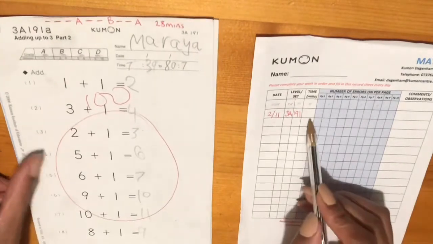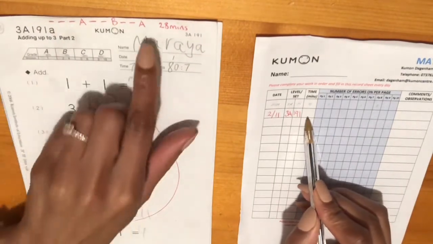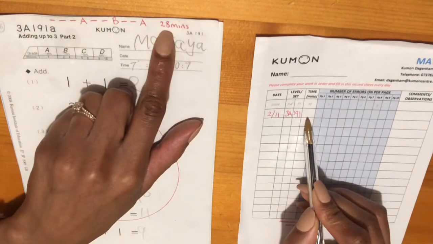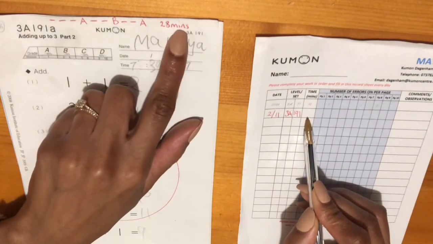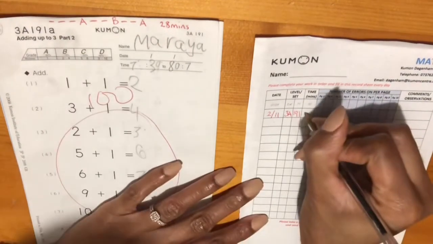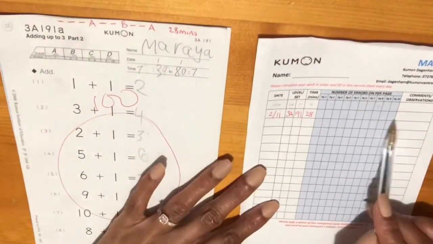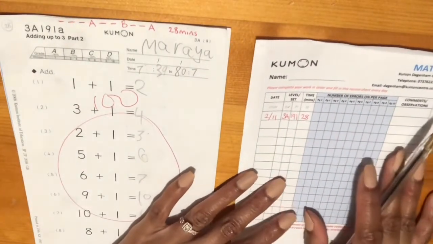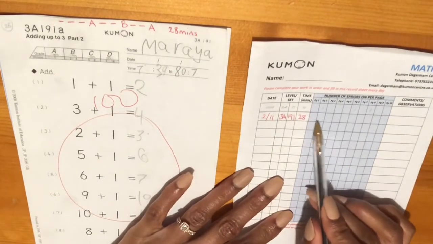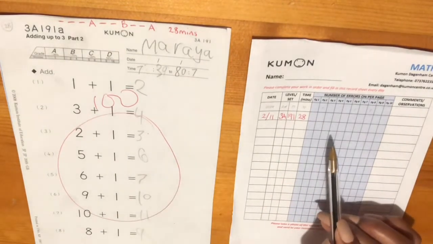So next it says time. So the time is how long it took your child to complete their work, and we've already written up here 28 minutes. So 28 for that booklet. And then the blue boxes for maths or the orange boxes for English represent the number of errors that have been made on each page.